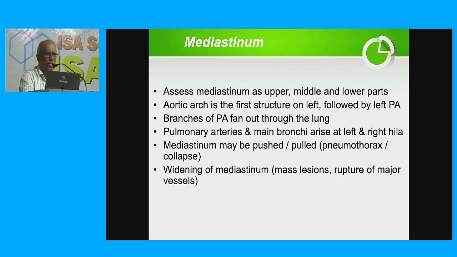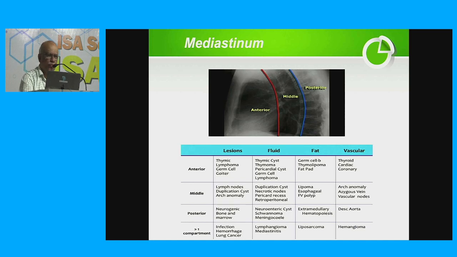Then go to the mediastinum. The mediastinum can be assessed as upper, middle, and lower parts. If there are any lesions, you may have to take a lateral view. The aortic arch is the first structure on the left, followed by the left pulmonary artery. There may be mediastinal shift due to structures which push and pull, like pneumothorax, effusion, collapse, and all those things. Then widening of the mediastinum may be seen in mass lesions or rupture of major blood vessels.